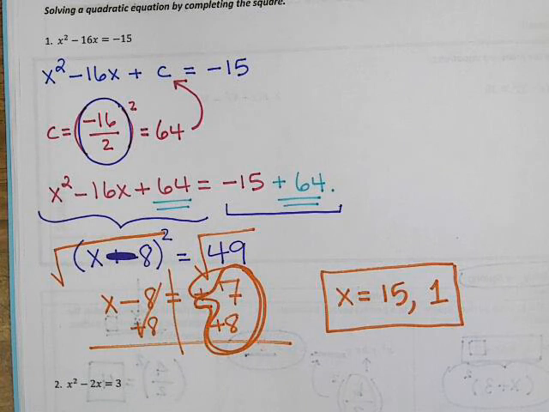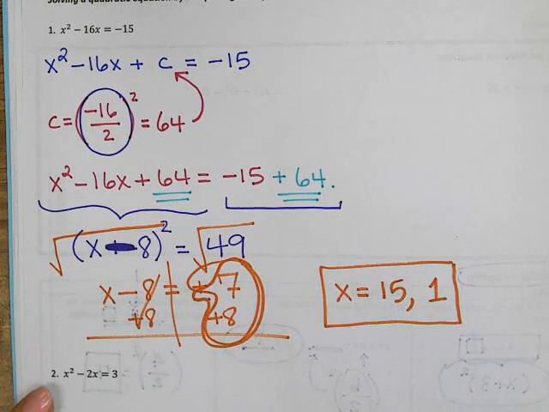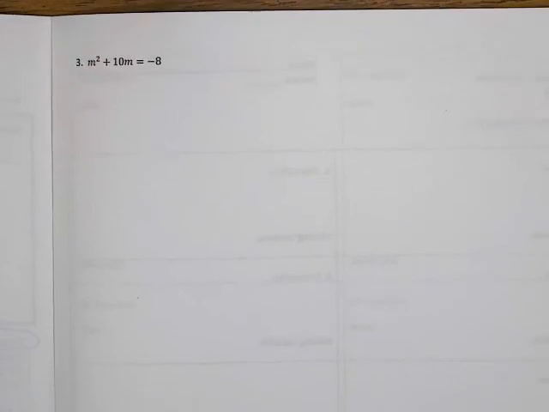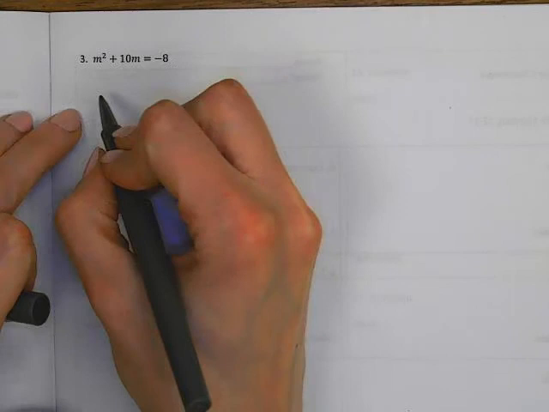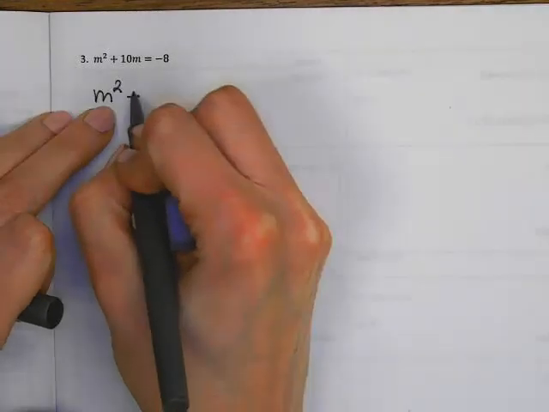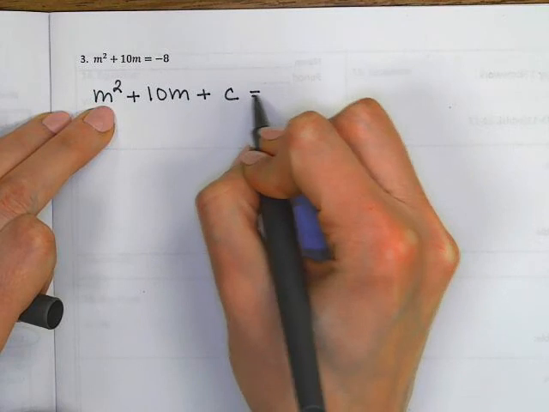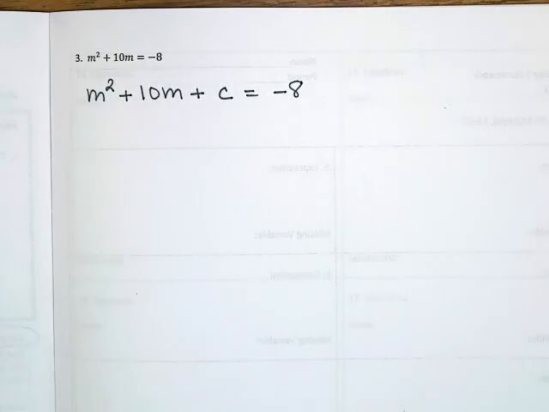All right, let's try one more, because I know this is really confusing. This is tough. Let's try number 3. First step, rewrite the problem and leave a blank for c. m squared plus 10m plus c equals negative 8. So first we got to find c.